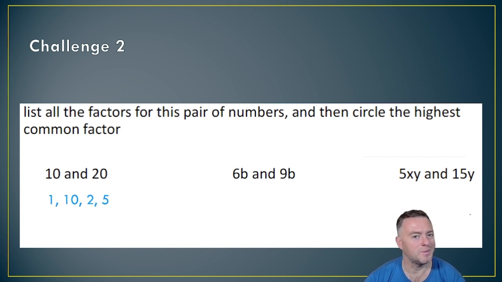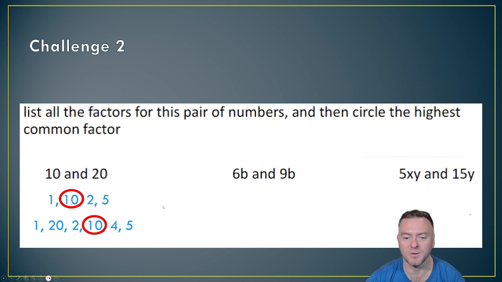So for the first one, 10 and 20. So you can have 1, 10, 2, and 5. Then you can have 1, 20, 2, 10, 4, and 5. So the highest common factor between both these numbers is 10. So that's what happens when you write out the list first.